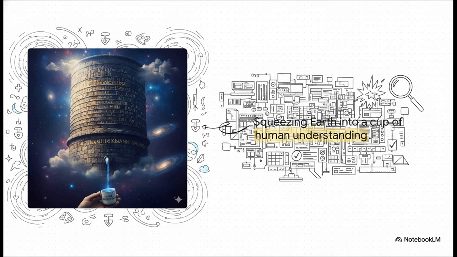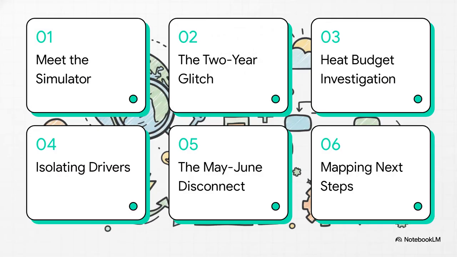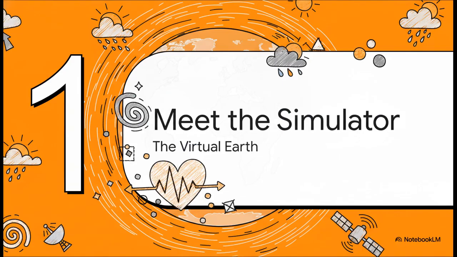Because when things go wrong in that code, tracking down the culprit is exactly like finding a needle in a digital haystack. So, here is our roadmap for today. First, we'll meet the simulator. Second, we'll analyze the 2-year glitch. Third, we'll investigate the heat budget. Fourth, isolate the physical drivers. Fifth, pinpoint the May-June disconnect. And finally, we'll map out the next steps. Okay, let's jump straight into Section 1.